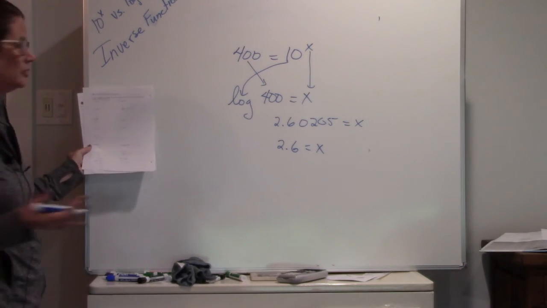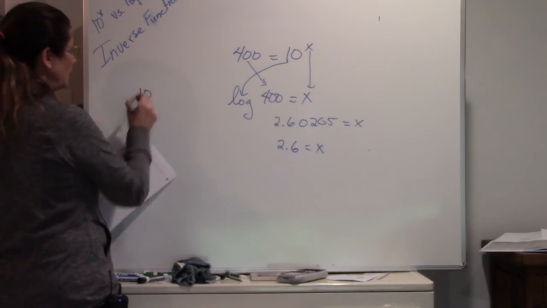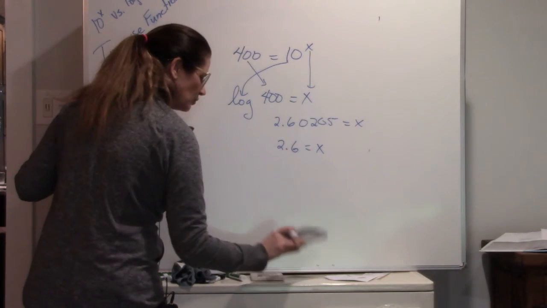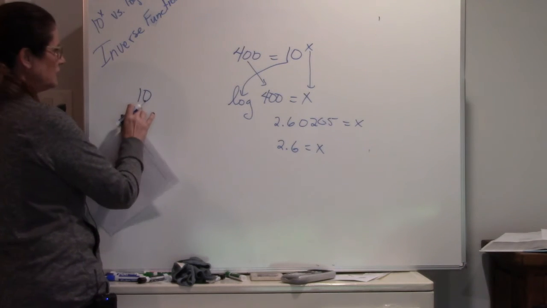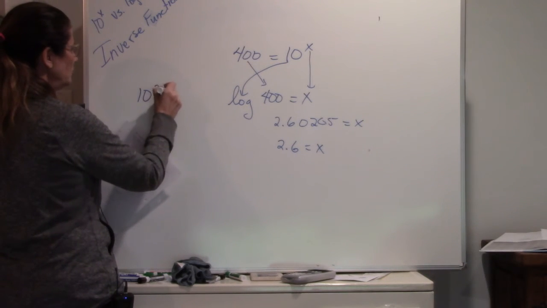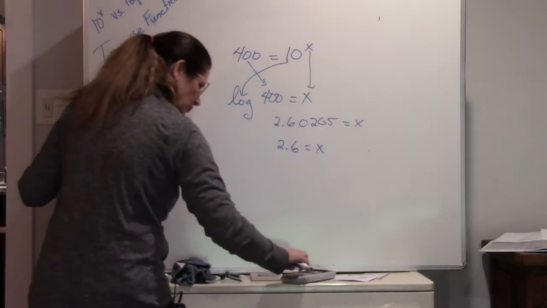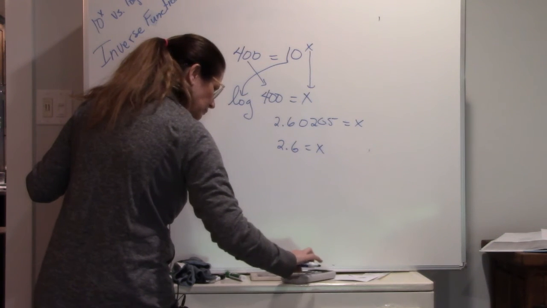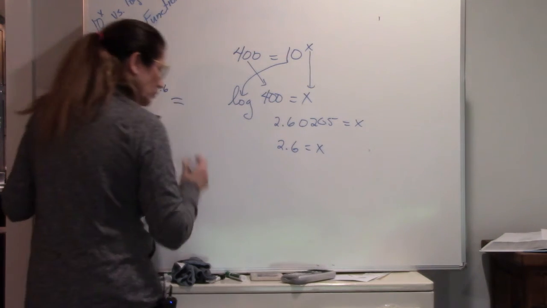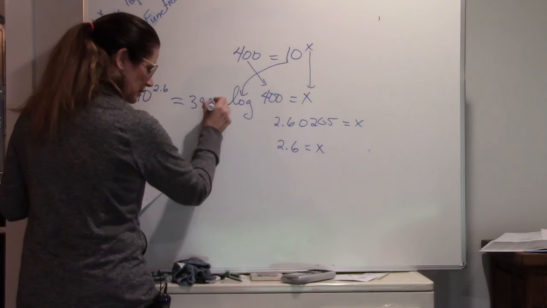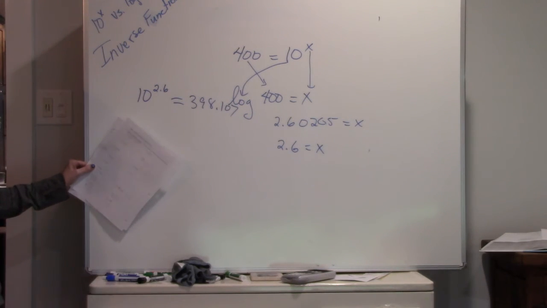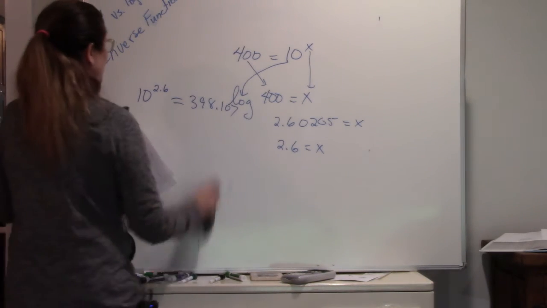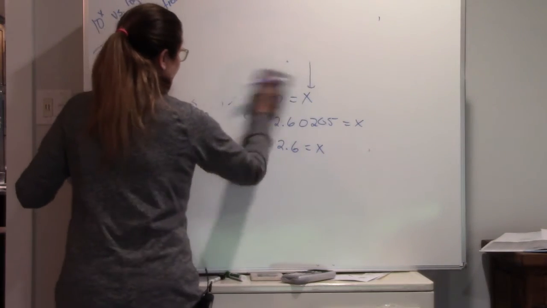Now, if you aren't sure, all you have to do is go check it. Right above your log key, you have 10 raised to the x. So you can do 10 raised to the 2.6 will give you 398.107. So it is close to 400. So again, these are not exact numbers, but it's close. Okay? All right. Next one.